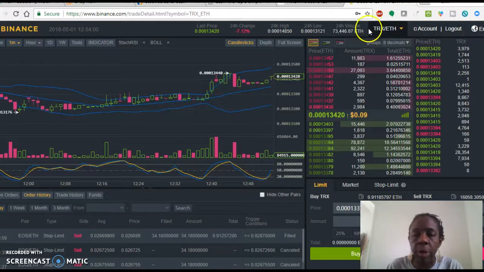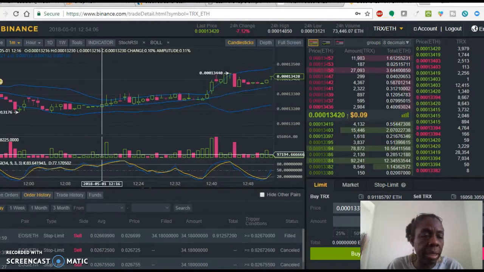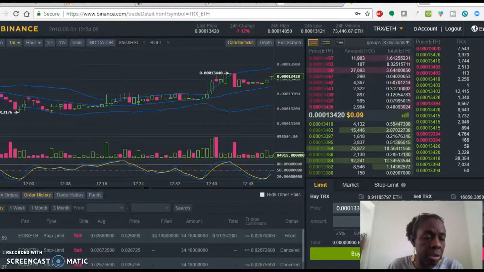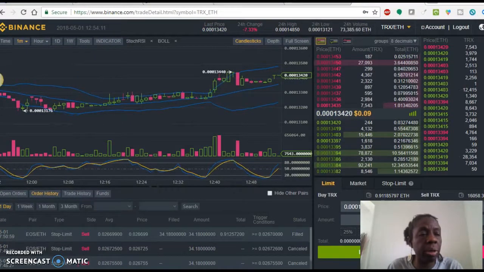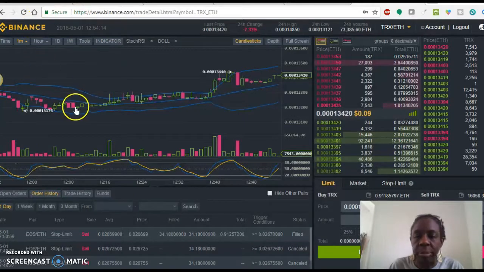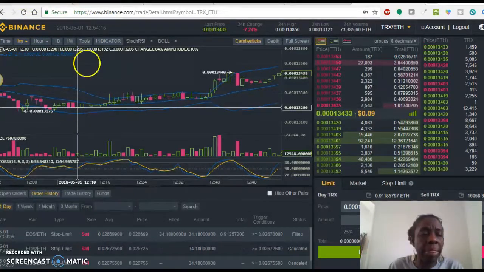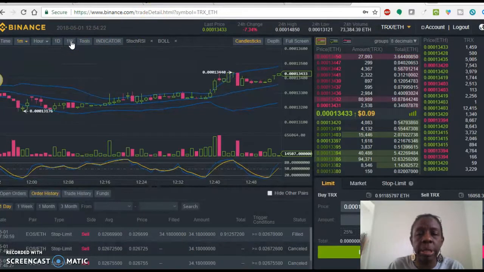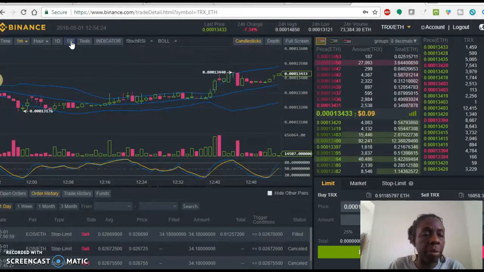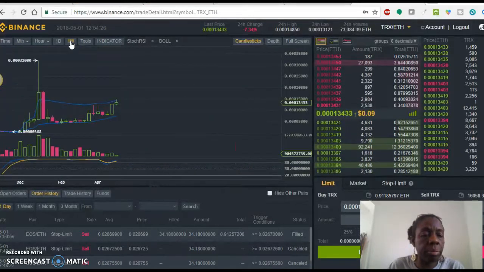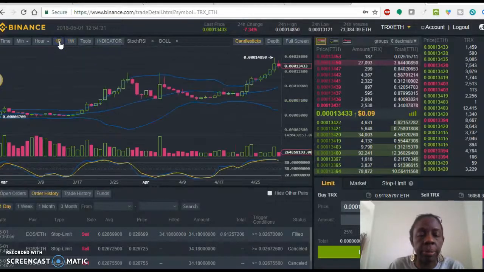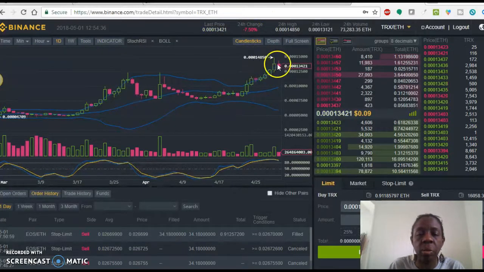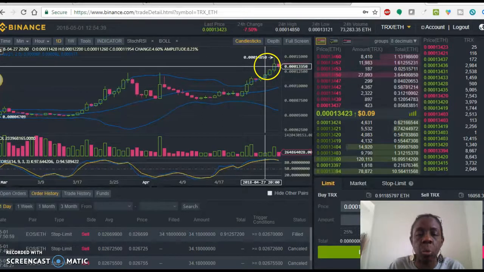So here we have the Tron/Ethereum chart pulled up right here. I'll expand this a little bit so we can see everything. Okay, so past performance. Up here at the top, I can look at the past performance of this pair over a week period, over a day's period. When I look at it over a week period, every single one of these candlesticks represents one day.